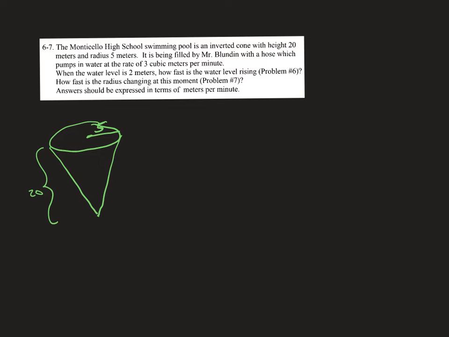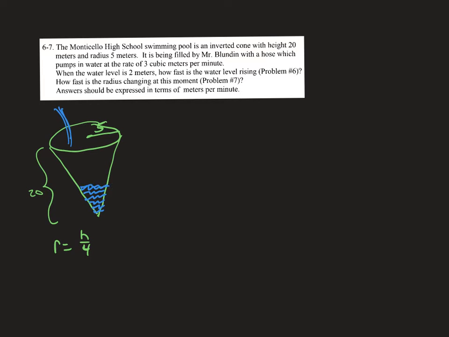If you saw the other video, you'll remember that we can use proportions to write down that the radius is always the height divided by 4. We'll just use some similarity to make that judgment. Now, don't forget Mr. Blunden is pouring water in with a hose at a rate of 3 cubic meters per minute.